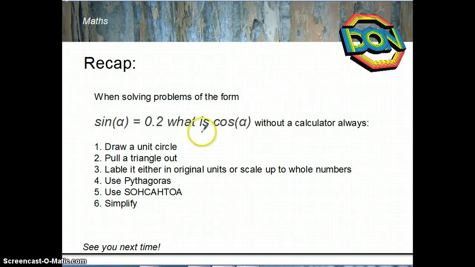When solving problems of the form sine alpha equals 0.2, what is cos alpha without a calculator, always draw a unit circle to start off with, pull a triangle out, either label it in the original units, so you'd have 1 there and 0.2, or scale it up to 10 and 2, solve for x. And if you do scale it up, make sure that you use SOHCAHTOA to work out what the ratio is for the one you're looking for, and if appropriate, simplify your answer. There we go.